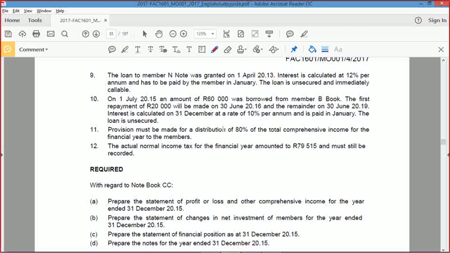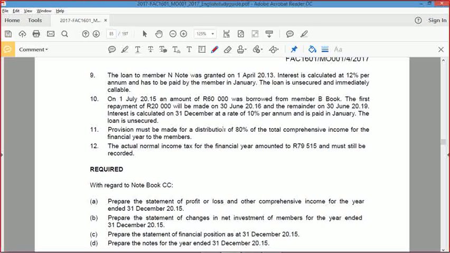Loan to member. Which element? An asset. Yes, why? Because it's money that's going to still stay in the business. Okay, because the CC gave the loan to the member, right? Yes. So if the CC gives the loan to the member, the member is owing the CC.